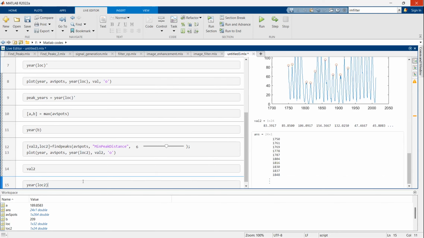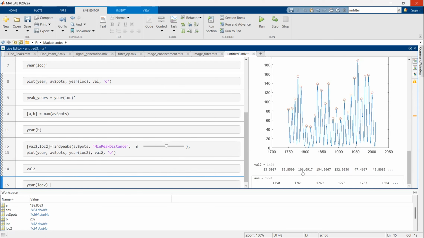You can also see the years at which you are getting this one. So the first peak is at 1750. The second peak is 1761. The third one in 1769. The fourth one in 1778. So you can also see what is the difference.